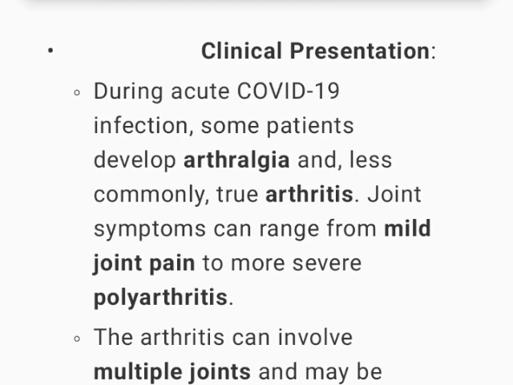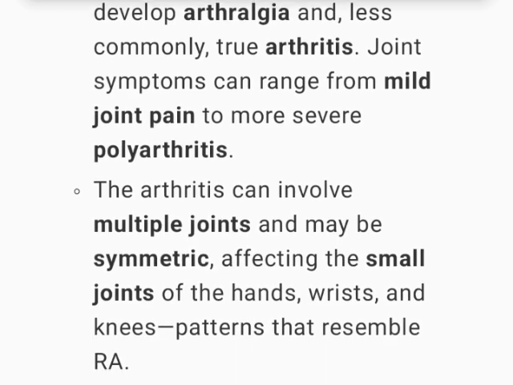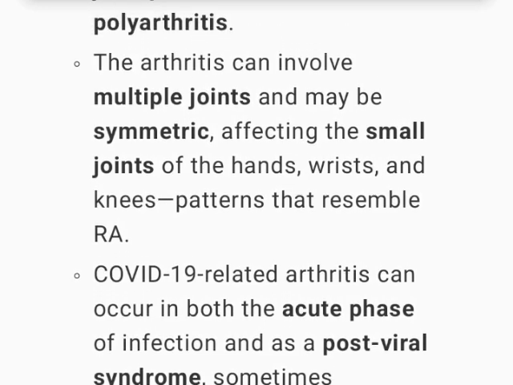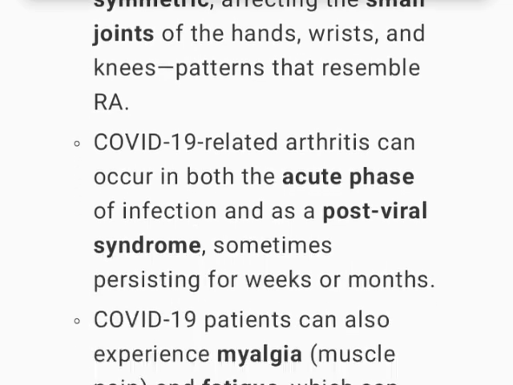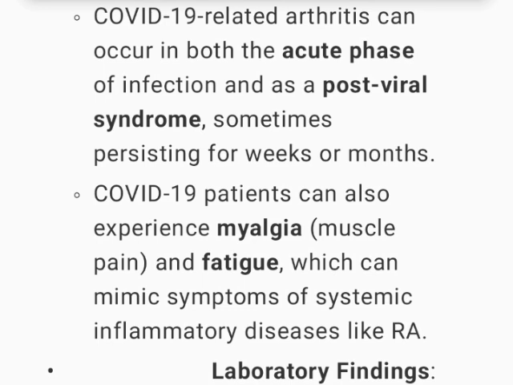Clinical presentation. During acute COVID-19 infection, some patients develop arthralgia and, less commonly, true arthritis. Joint symptoms can range from mild joint pain to more severe polyarthritis. The arthritis can involve multiple joints and may be symmetric, affecting the small joints of the hands, wrists, and knees, patterns that resemble RA. COVID-19 related arthritis can occur in both the acute phase of infection and as a post-viral syndrome, sometimes persisting for weeks or months.